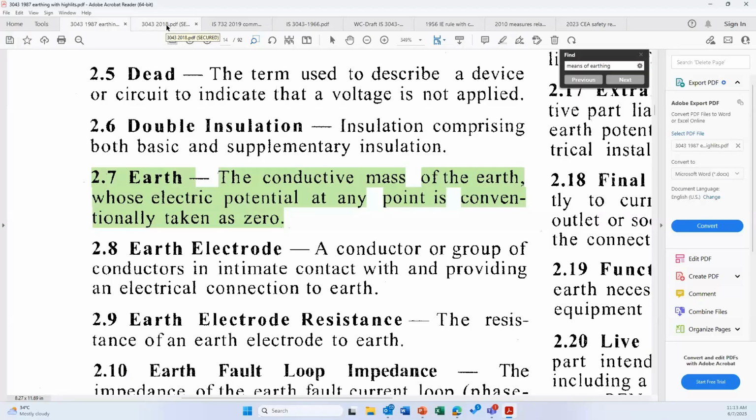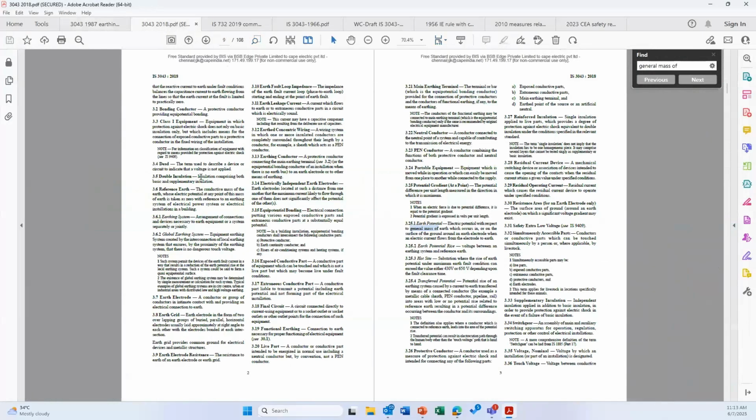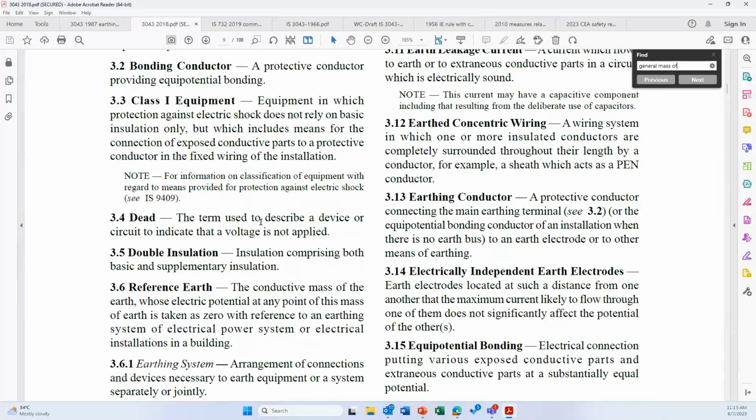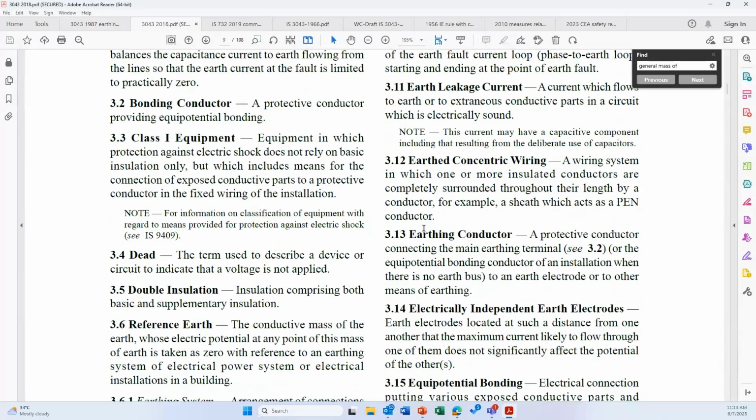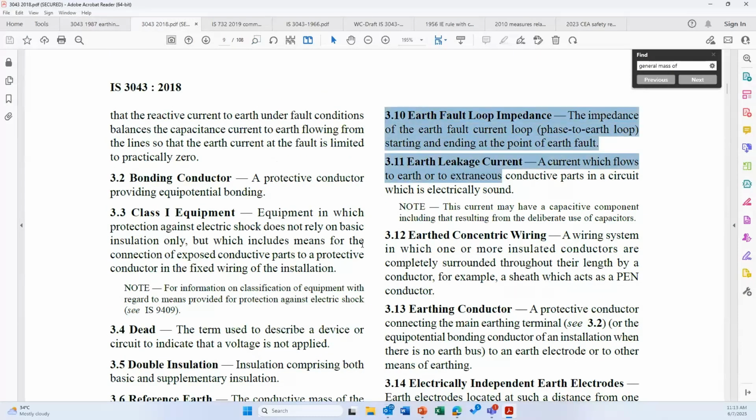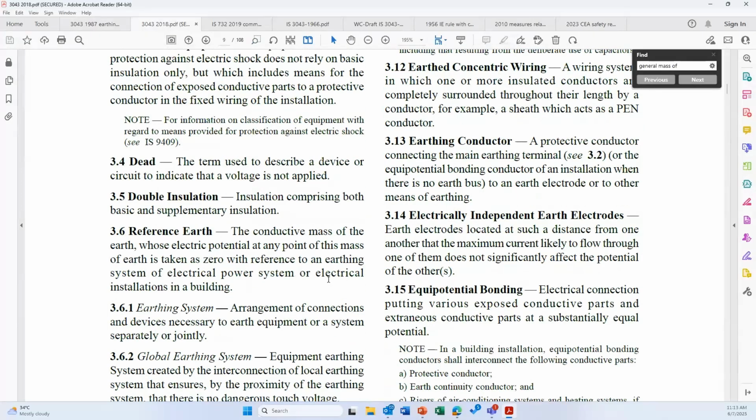In the second edition, 2018, of IS 3043, I don't know how many of you noted, there was no definition for Earth. The definition of Earth itself disappeared. There was only earthing system, global earthing system, and the Earth fault loop impedance. There was a total change.